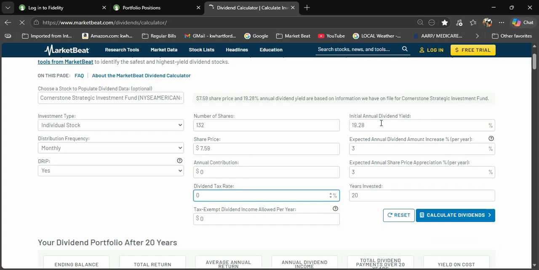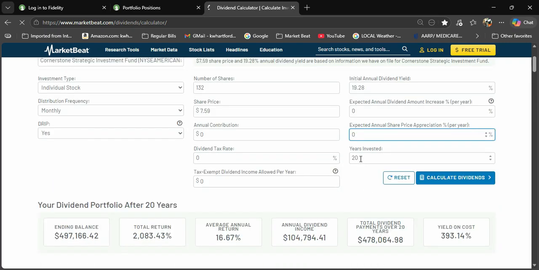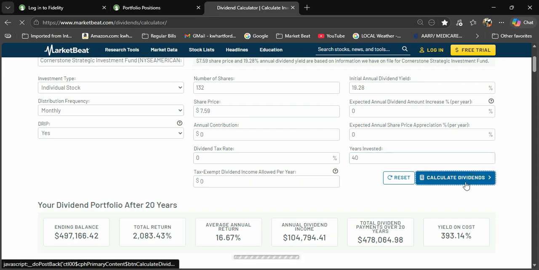Initial annual dividend is 19.28%. So if you hear the word 20%, we round it up just so you have an easy number to remember. And then as far as dividend increases, we're just going to leave it at 0. Share price increases, leave it at 0. And instead of 20 years, which we normally would do, we're going to go 40 years. Assuming that you have a child in their 20s, they have roughly 40 years that they can let this money sit. So calculate that out.